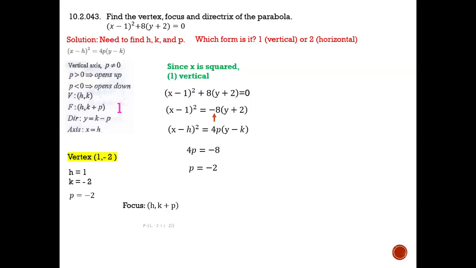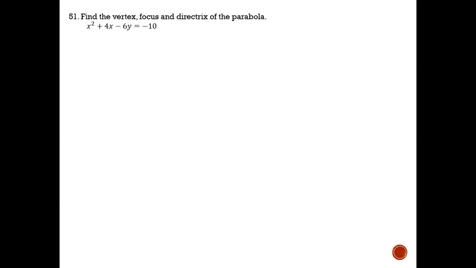Okay, so once I have this, I can use my formulas for the focus, and my focus is at 1, -4. Okay, and they're asking us for the vertex, which we got 1, -2. We have our focus, and now the directrix. So to find the directrix, again, I can use the formulas, plug in the values that I have, and I'm going to get that my directrix is at y equals 0. Okay. All right. Let's look at this next example.